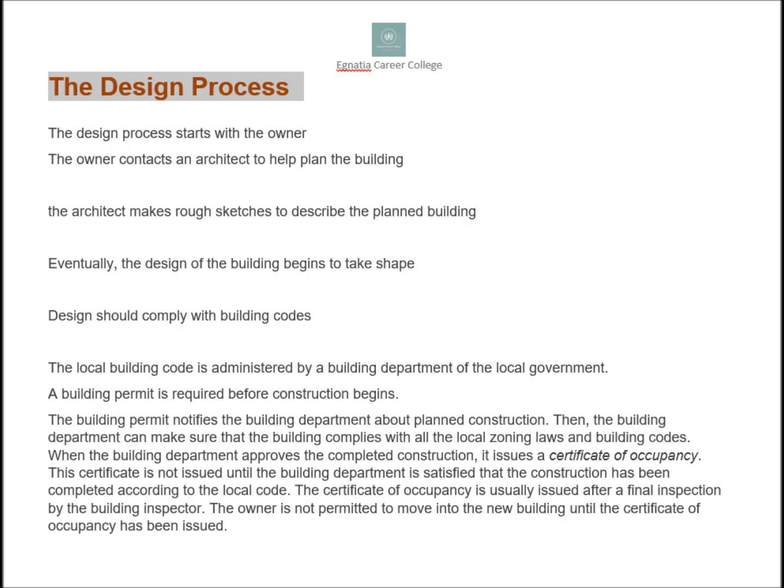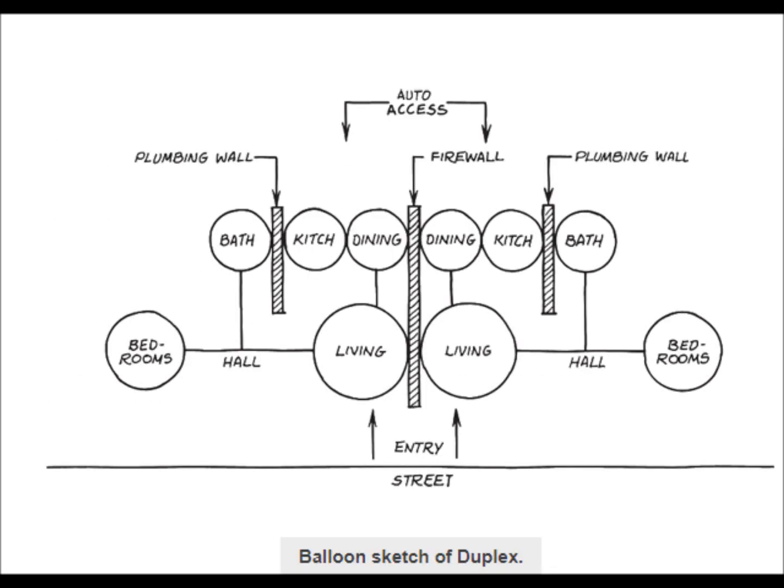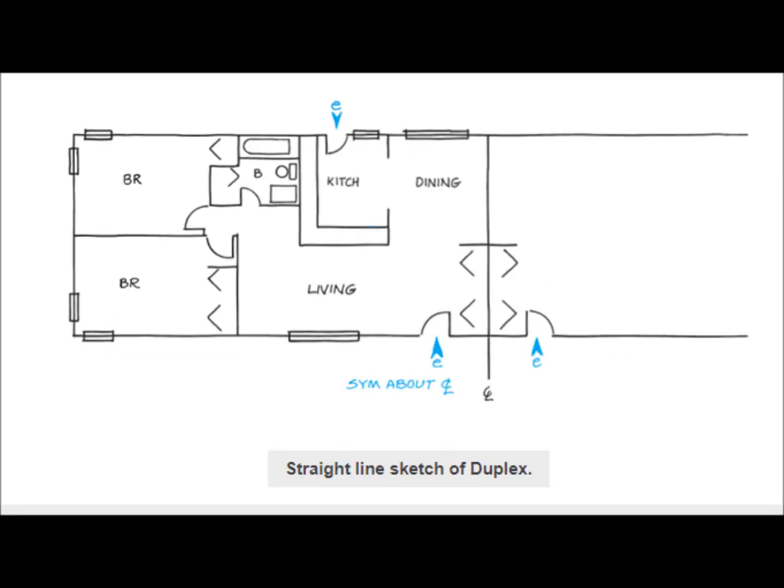The design process. The design process starts with the owner. The owner contacts an architect to help plan the building. The architect makes rough sketches to describe the planned building. Eventually, the design of the building begins to take shape. Design should comply with building codes.